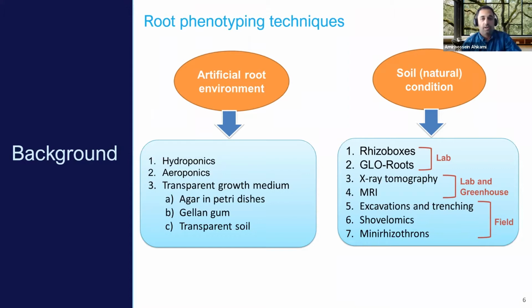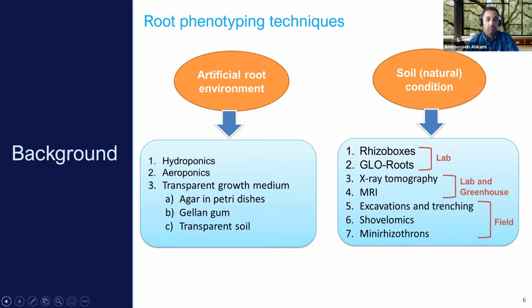So as you may know, there are many different types of techniques that enable us to do root phenotyping and root imaging. Some of them are based on artificial root environment, and some are based on natural soil condition. Depending on the goals of the project and available funds and instrumentations, basically any of these techniques can be used for root phenotyping. Of course, all of this comes with its own pros and cons. And having access to all is ideal, because each of these techniques could complement each other.